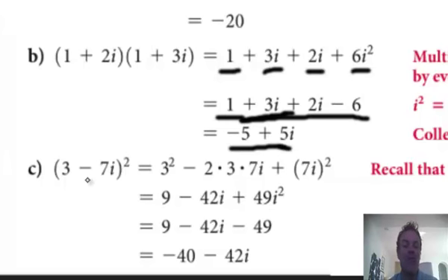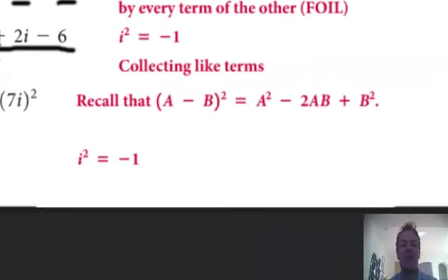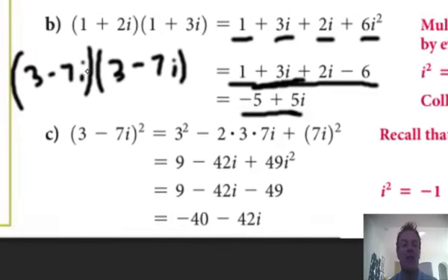How about 3 minus 7i squared? Well, again, if we FOIL it, let's actually do it as though I was doing a FOIL. Look at this. 3 minus 7i times another 3 minus 7i. Yes, you can use that little rule over there to the right. If not, you're going to do this. 3 times 3 is 9. 3 times negative 7i is negative 21i. Again, negative 7i times 3 is another negative 21i.